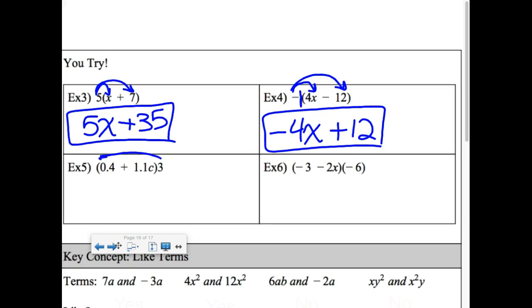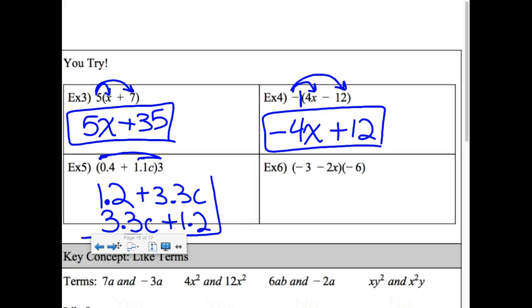Now, we do have decimals. It is fine, though. You can just grab your calculator. We have 3 times 0.4, which is going to give us 1.2. I'm going to take 3 times that 1.1, and I'm going to get 3.3c. Again, I can't combine these, so this is our answer. If you want to get really crazy and write it in proper math terms, you could put that 3.3c first. I won't require that, but that is a good answer as well.